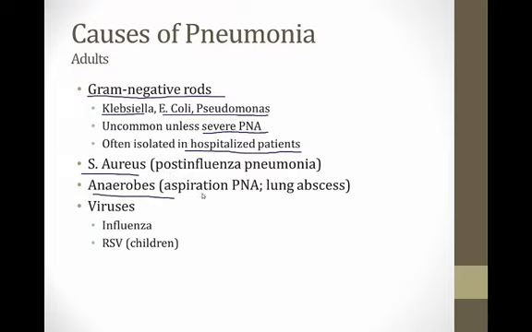Anaerobes can cause infection, especially when someone aspirates. For example, if they vomit and aspirate those lung contents, they can get an anaerobic pneumonia or a lung abscess. We'll talk more about this later. And finally, some viruses cause pneumonia like influenza and RSV in children.